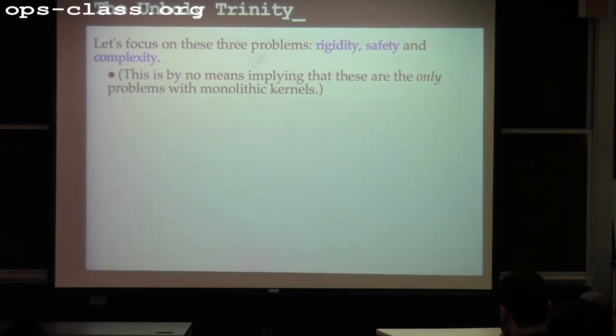So it's rigidity, safety, and complexity. And these are not the only problems with monolithic kernels, but the ones we'll talk about today because there are some interesting aspects of kernel design that have focused on solving these, and these have also given birth to some other types of kernel designs, right?